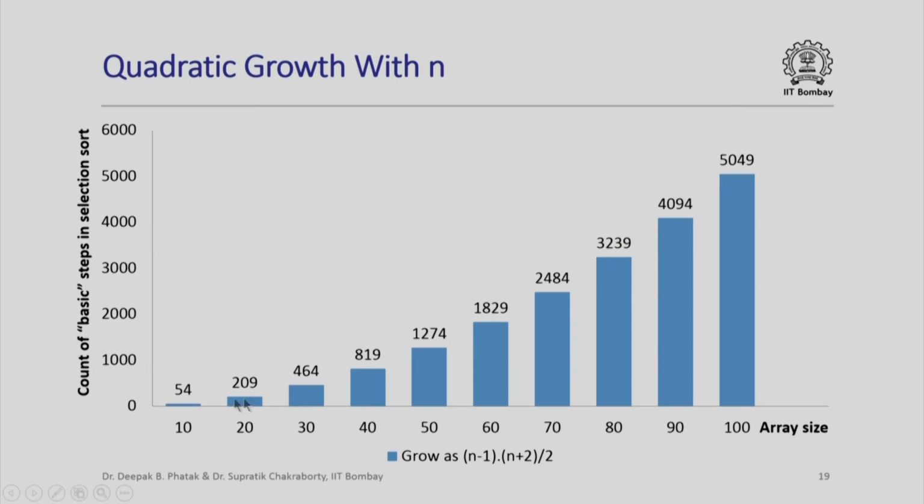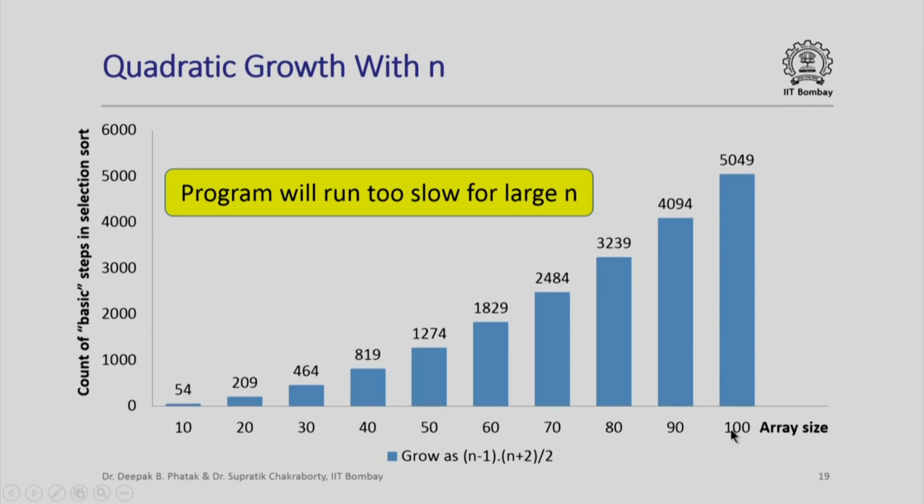Now how bad is it? Here I have plotted the count of basic steps in selection sort versus the array size, for array sizes increasing from 10 to 100, and the growth is as (n minus 1) times (n plus 2) by 2, as we just saw. These are the values of (n minus 1) times (n plus 2) by 2 for different values of n, and you can clearly see that this growth is more than linear. It is a quadratic growth. You can sort of see the contours of a parabola over here, and this is problematic because the number of basic steps needed by selection sort is increasing too fast with the array size, which basically means that for large values of n, too many basic steps are needed, so the program will run too slow.